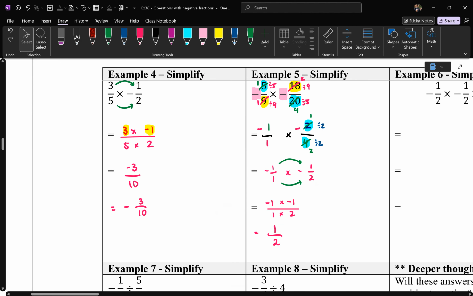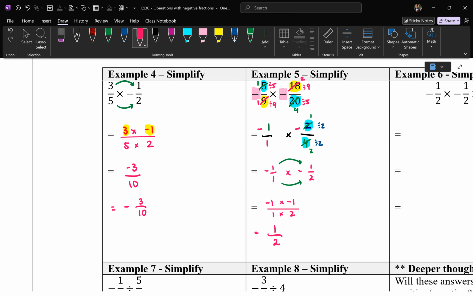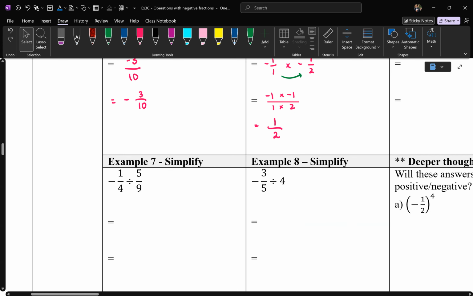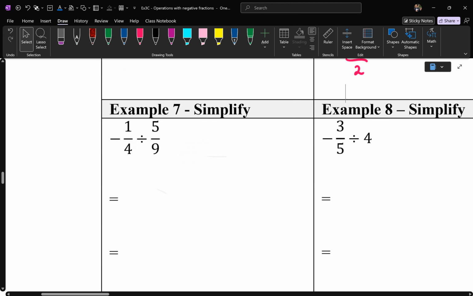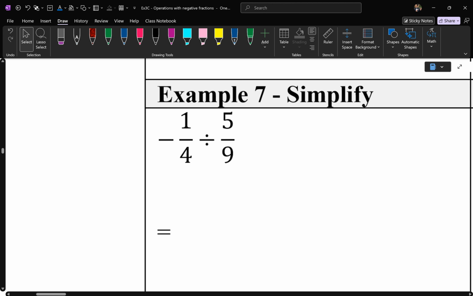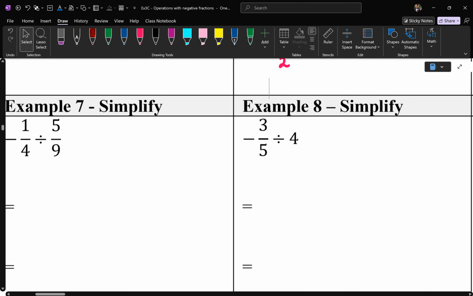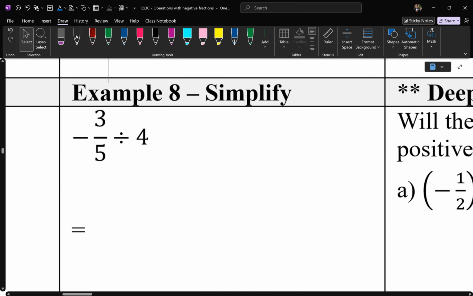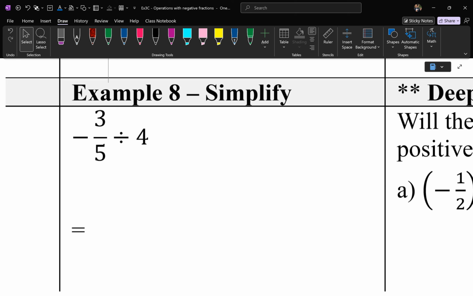All right, one last example, team. Eyes and ears towards the board. Last example, can you turn to example 7 on the bottom here just to practice? Division. Actually, we'll do 8 actually. 8 is a bit more tricky. Some students get this one wrong. So when you're dividing fractions, we know we have to do the KFC: keep the first, flip the second, and then change the sign, right?